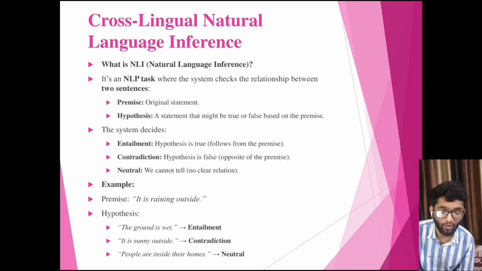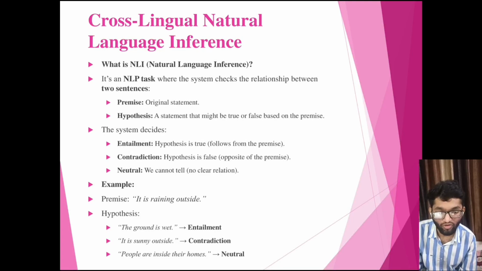The premise is the original or given sentence. Example: it is raining outside. And the hypothesis is the second sentence that might logically follow, contradict, or be unrelated to that premise. For example, if it's raining outside, then the ground is wet. The system's job is to determine how the hypothesis relates to the premise. There are three possibilities: entailment, contradiction, and neutral.